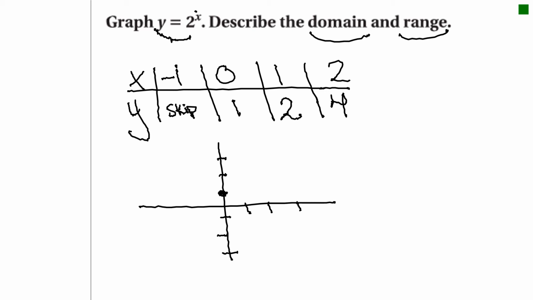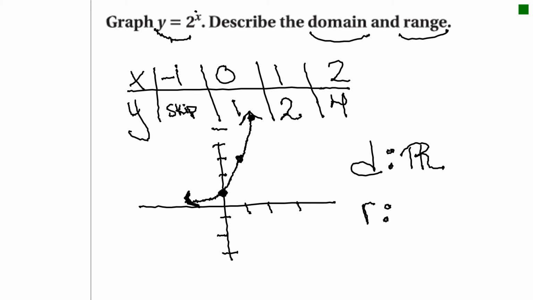0, 1, 1, 2, 2, 4. You should connect it because it is a continuous function. The equation tells you it's a continuous function. The domain is all real numbers, and the range is, it will never get to 0, so it is 0 less than y less than or equal to infinity, because it will go up forever.